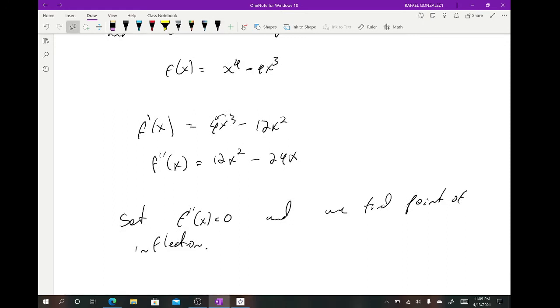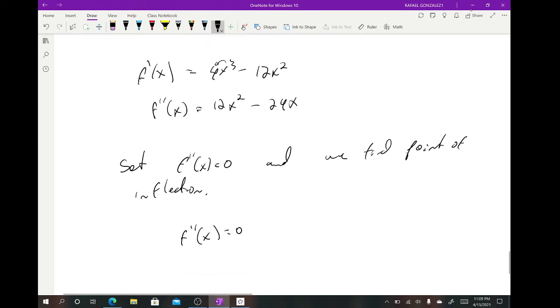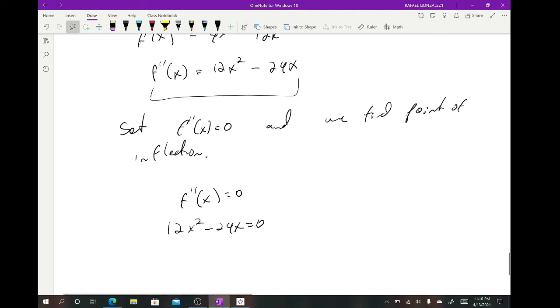Okay, so let's see what we have. If we let f double prime of x equal 0, that's the same thing as 12x squared minus 24x being equal to 0, because that's what our second derivative is. And then when is that equal to 0?